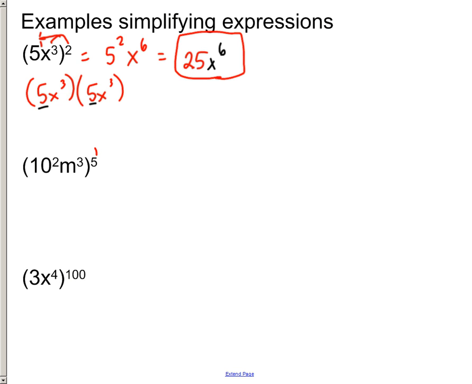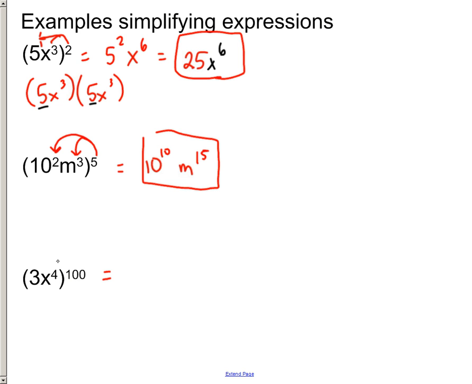Now, here, just make sure you multiply every exponent on the inside by the outside exponent. That would be 10 to the 10th and m to the 15th. This would be way too large of a number to write, so we're just going to let that sit, and that is our simplified exponential expression.